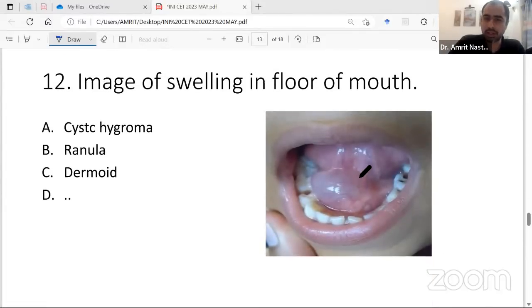Straightforward question. There was an image in the floor of the mouth. Had they given anything about fluctuation or transillumination? Even if they hadn't, the answer here is straightforward. This is a ranula. Cystic hygroma is in the neck, posterior triangle of neck. All right, one option I think was dermoid.